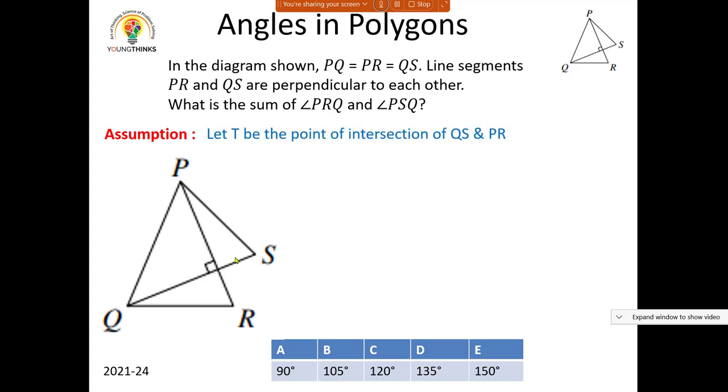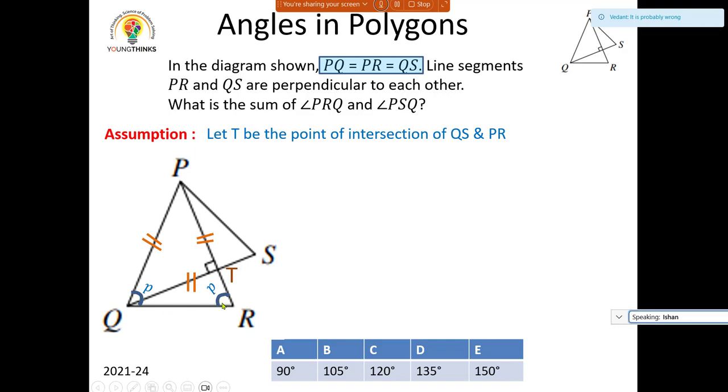So let's assume that the point of intersection, where the two lines are crossing, is T. Now we know that these three sides, PQ, QS, and PR, are all equal. If you look at this triangle, it is an isosceles triangle, in which this angle is equal to that angle. Let's assume that this angle is P, and that angle will also be P.